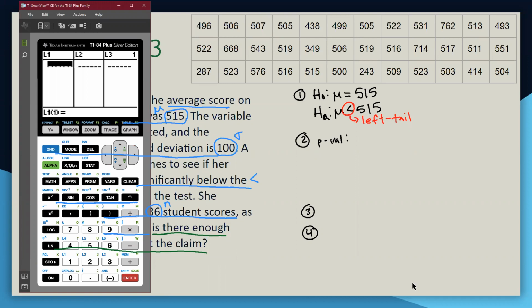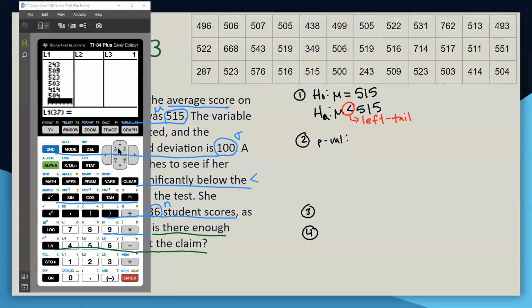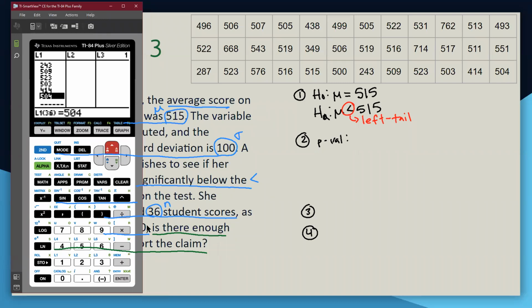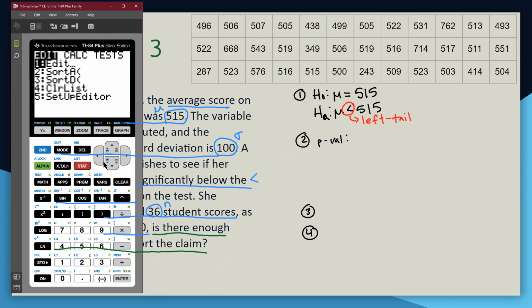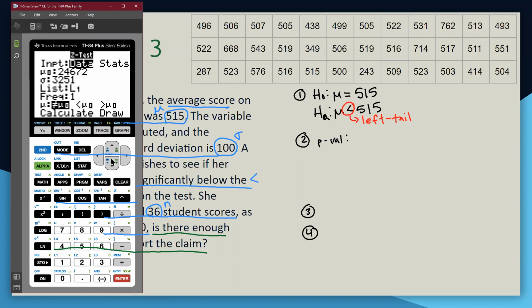I'm going to pause this video and I will be right back. Okay, so you can see I've got all this data in List 1. If I go up to that last data point, 504, you can see it's in spot 36, which is good because we are told we have a sample size of 36. So I probably got all my numbers in the list. Now we're going to go back to that STAT TESTS menu and run our Z-Test.